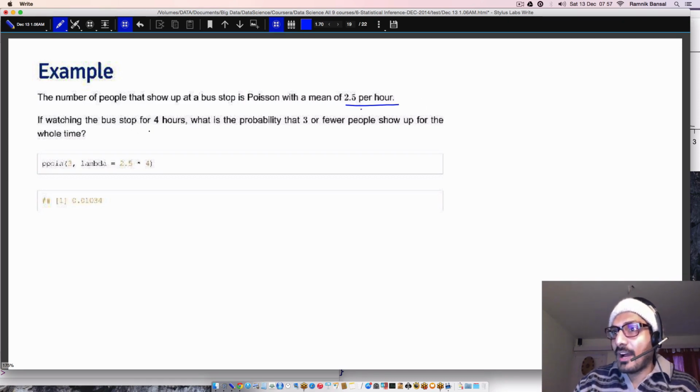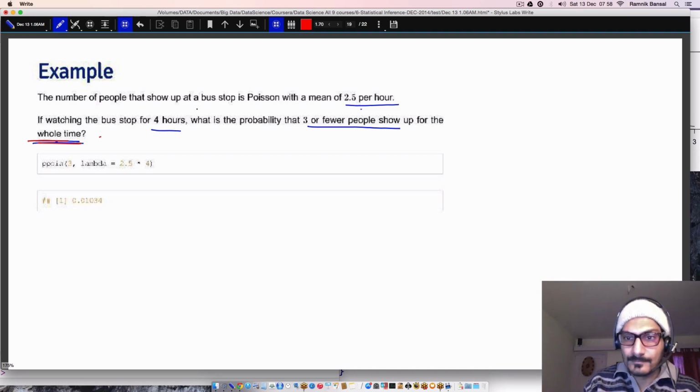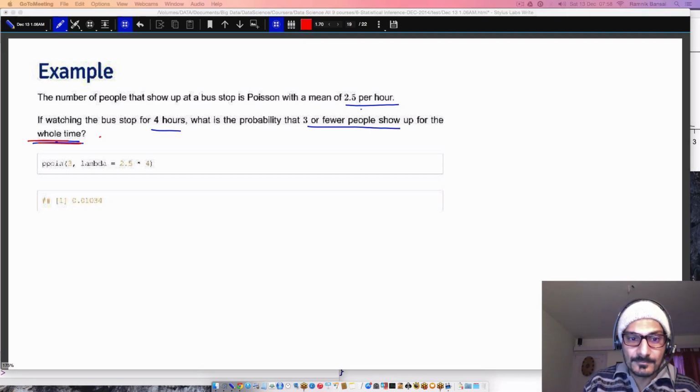If I'm watching the bus stop for 4 hours, what is the probability that 3 or fewer people show up for the whole time? This whole time is of interest. What's my total time? 4 hours. But lambda is given for only 1 hour. So how do I compute these values?